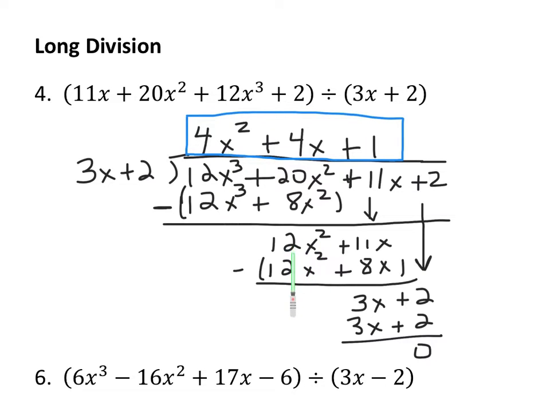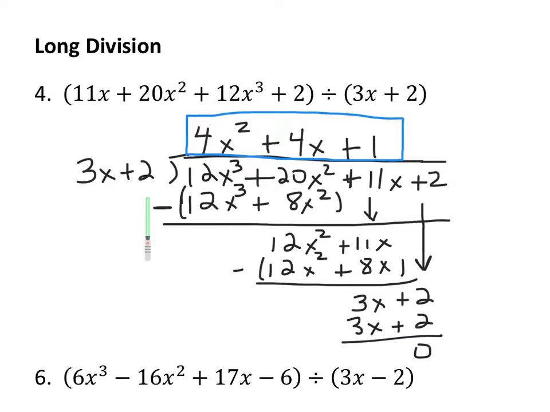Then I start that process all over again. 3x goes into 12x squared 4x times. 4x times 3x is 12x squared. And 4x times 2 is 8x. And then, again, parentheses and subtract. So when I subtract here, I end up with 11x minus 8x is 3x. And I drop down my 2, my last number in my polynomial.